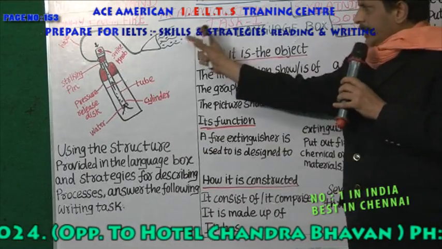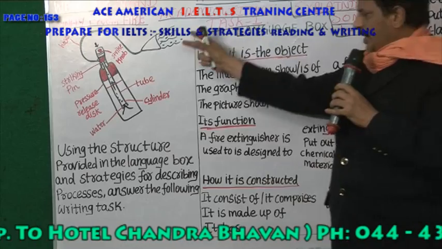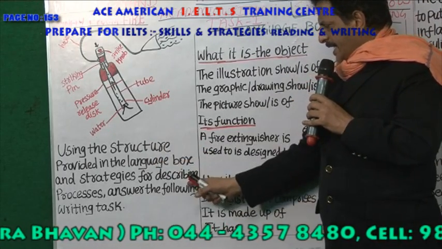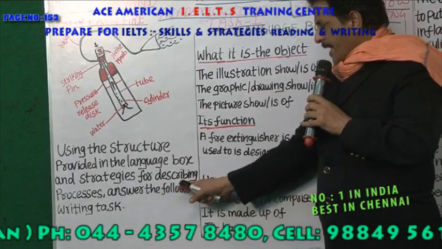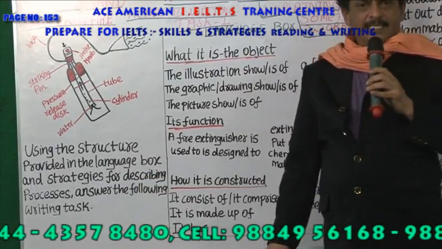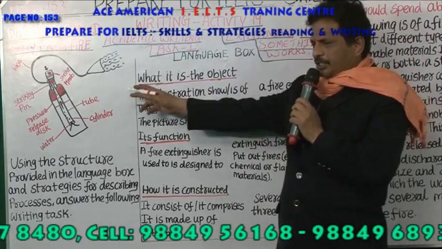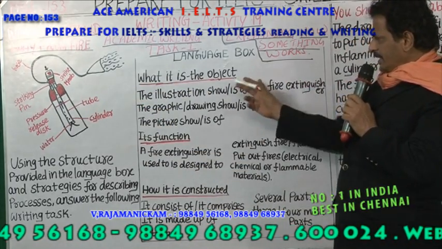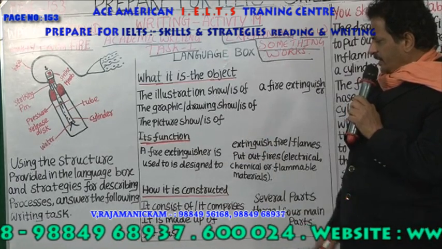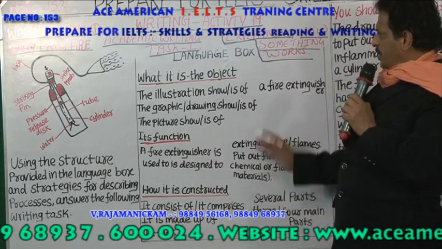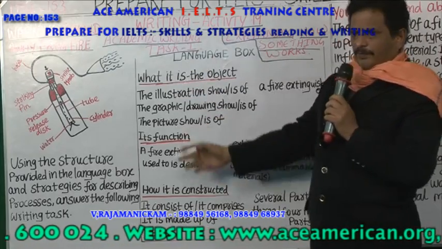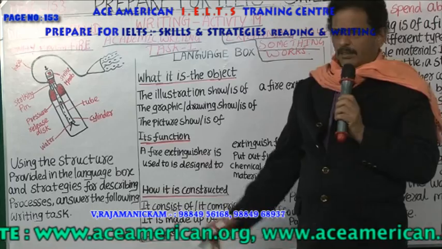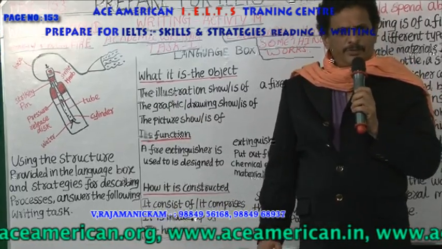A picture is given here, using the structure provided in the language box and strategies for describing a process. Answer the following writing task. So for this fire extinguisher, it's describing a process. You have to say what the object is, what the functions of the object are, and how it is constructed. You should write within 150 words. Are you clear about it? Yes. Academic task 1, writing task, 150 to 170 words.